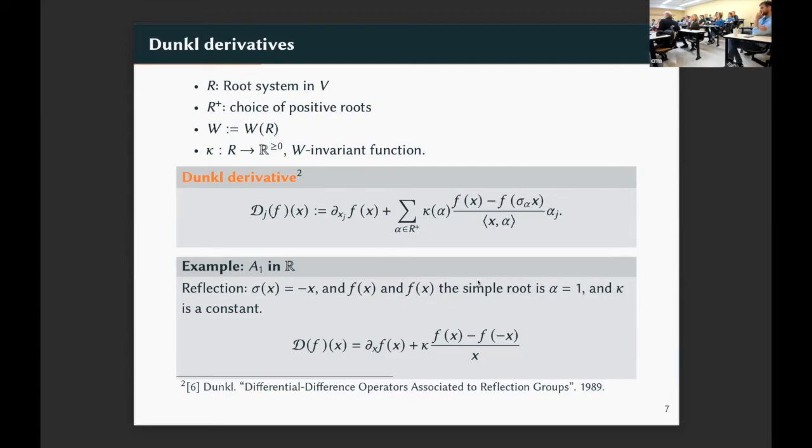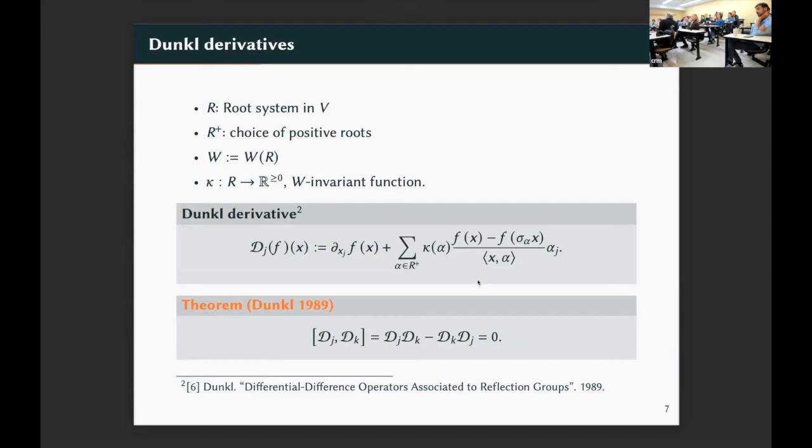So if you are in A1 in R, your reflection is simply sending x to minus x, and the Dunkl derivative on a function is the normal derivative plus kappa times (f(x) minus f(minus x)) over x. The main property of Dunkl derivatives is that they commute, so they behave as well as you want for the generation of a Dunkl derivative.